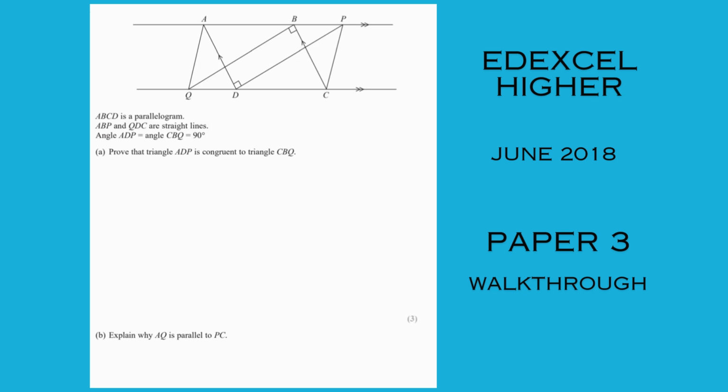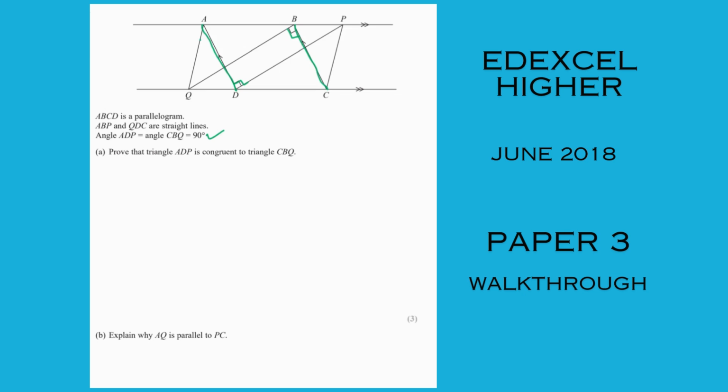First statement is that AD must equal BC, because opposite sides of a parallelogram are equal. You're told ABCD is a parallelogram. And then that angle ADP, that's this right angle, equals that angle there, which is basically given in the question. They're both right angles.